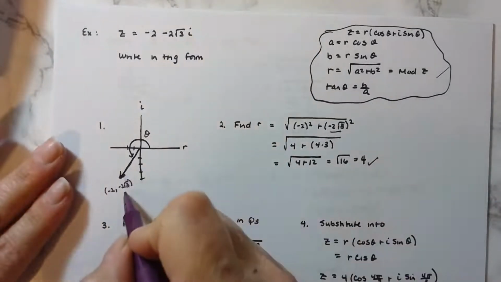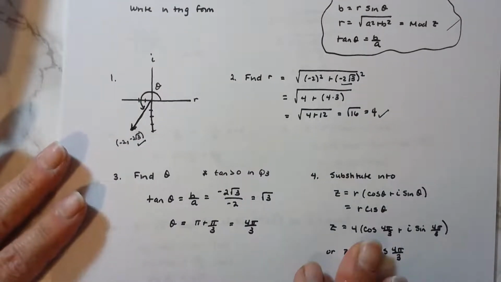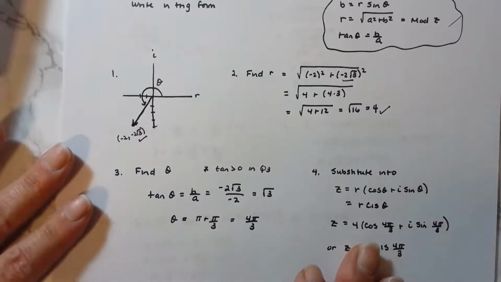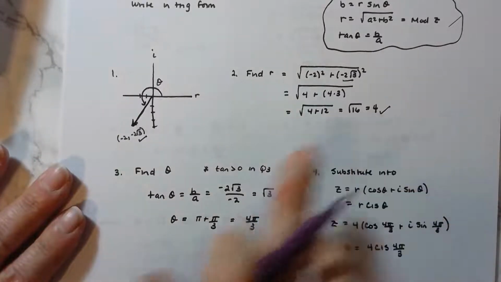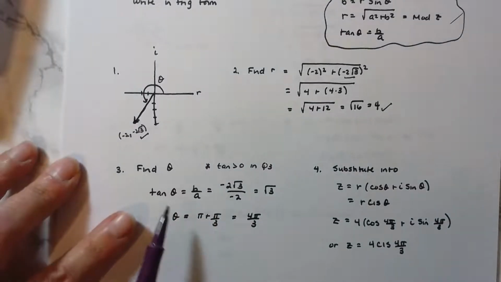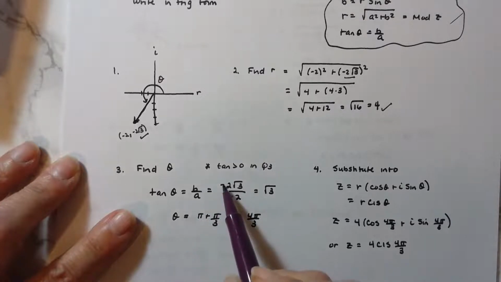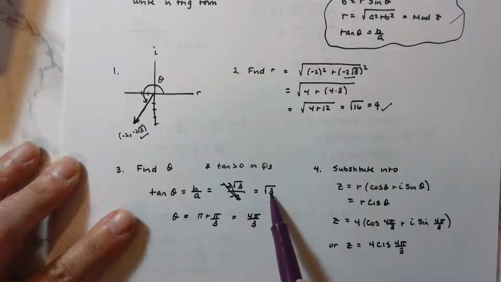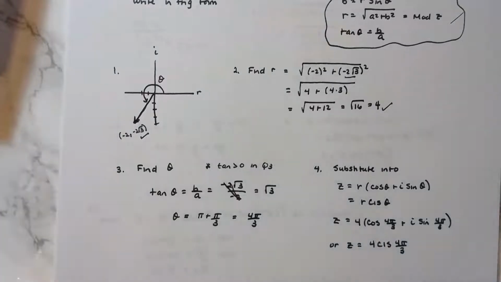We also know we're in quadrant 3. The tangent is positive in quadrant 3. The sine and the cosine are both negative in quadrant 3. Now we have to find our theta, our argument. We found the modulus, we've got to find the argument. So we say the tangent of theta is b over a. I'm plugging in negative 2 root 3 for b and negative 2 for a. The negative 2's cancel, and I'm left with root 3, and I have to remember from my unit circle when the tangent equals root 3. The tangent equals root 3 in quadrant 1 at pi over 3.